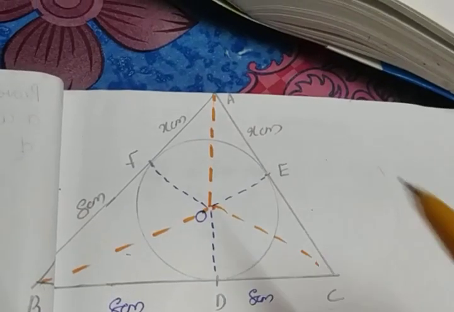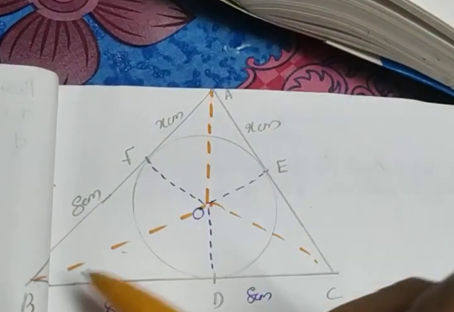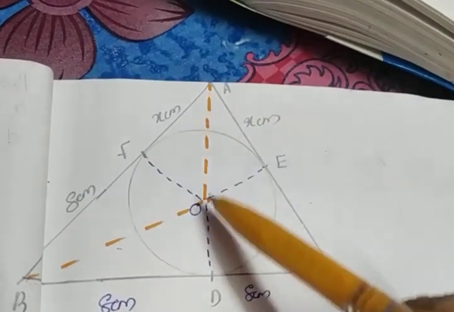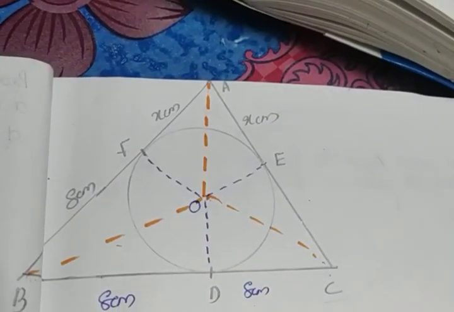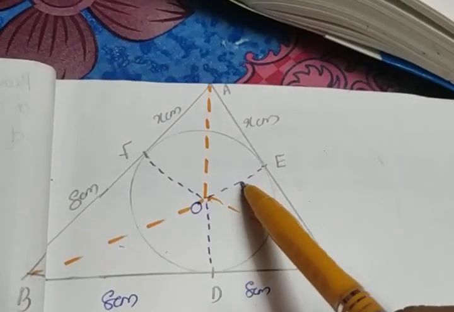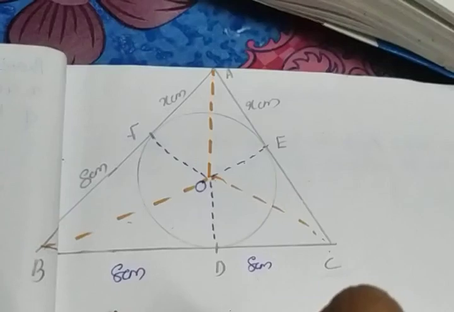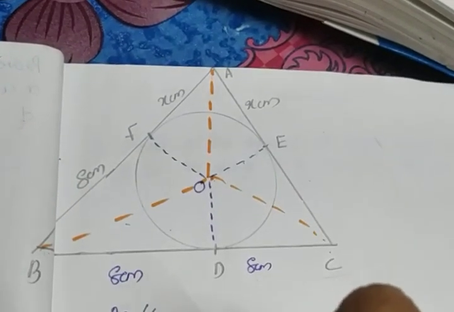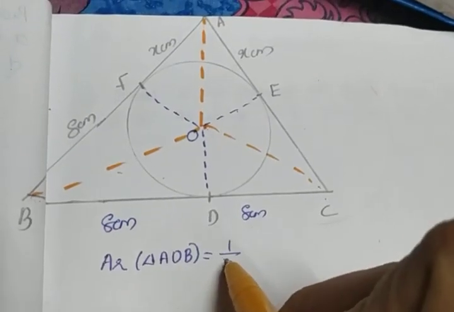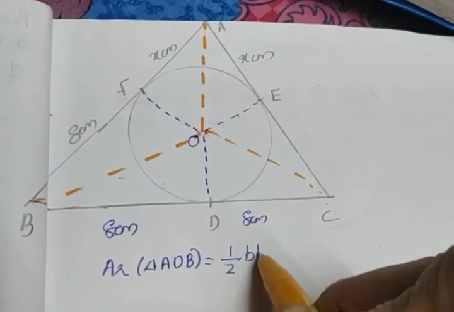Can you name the triangles? One triangle is AOB. The next one is BOC. And the third one is AOC. So instead of finding the area of triangle ABC, we will be finding the area of these three triangles and we will sum it up. So we will start with the area of triangle AOB. We are applying the formula half base into height.